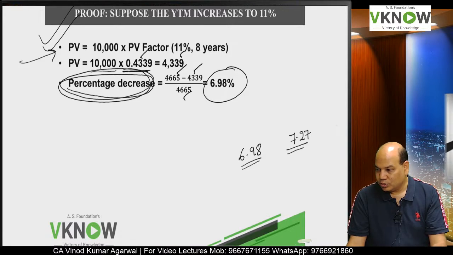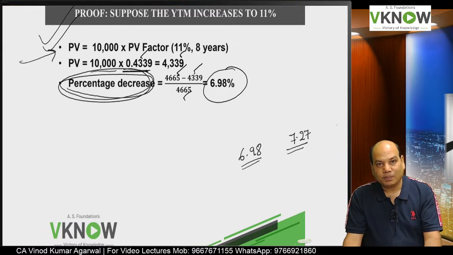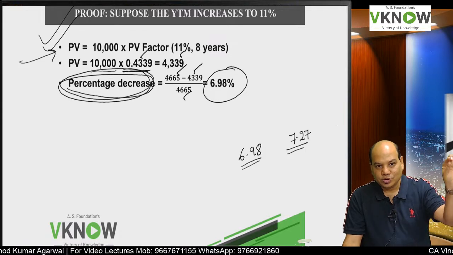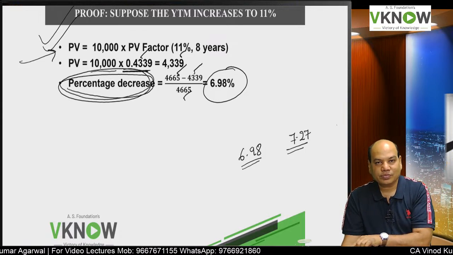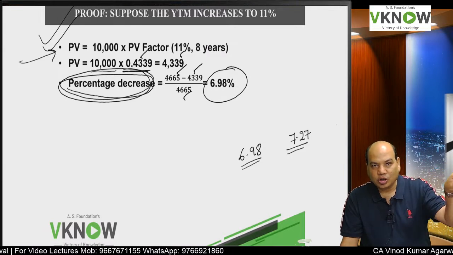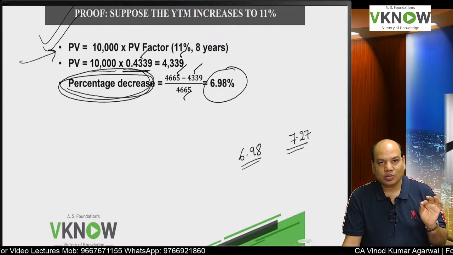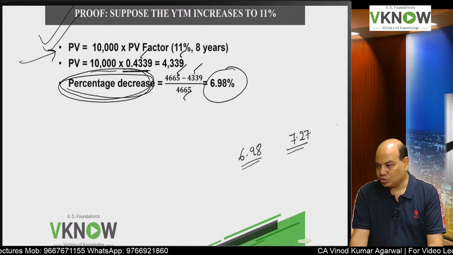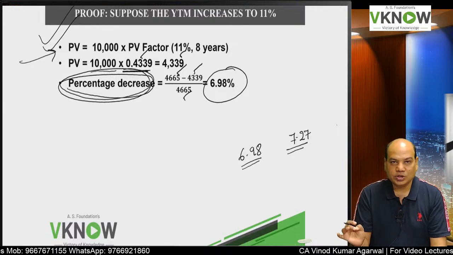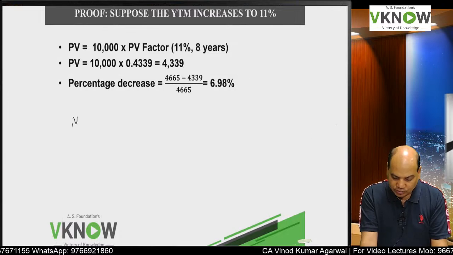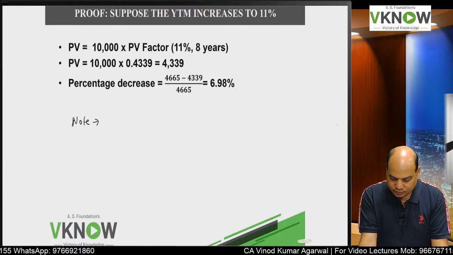I already told you it will not match, because duration will help us to calculate only an approximate change, not an accurate change, because duration assumes a linear relationship, whereas in reality the relationship is a curve, not linear. Hence you always have a difference. So the difference is due to the fact that duration gives you an approximate answer. I will give you a note here if you want to write.